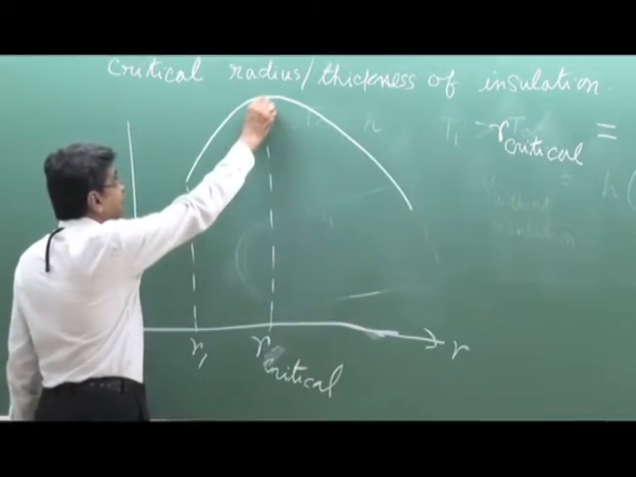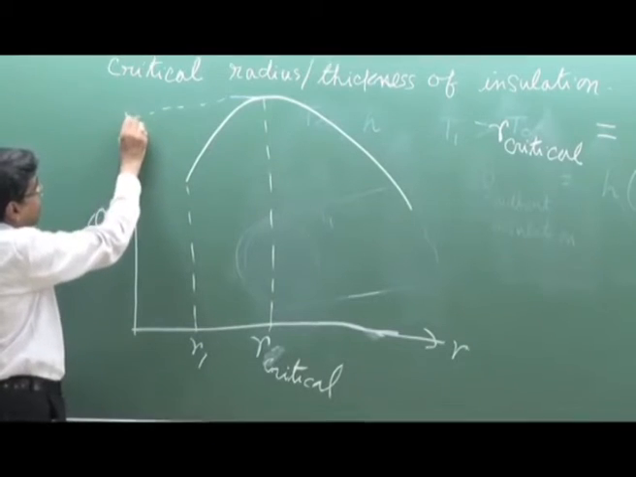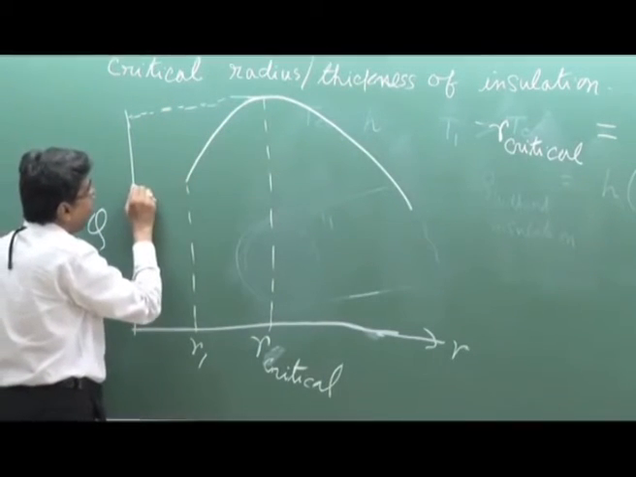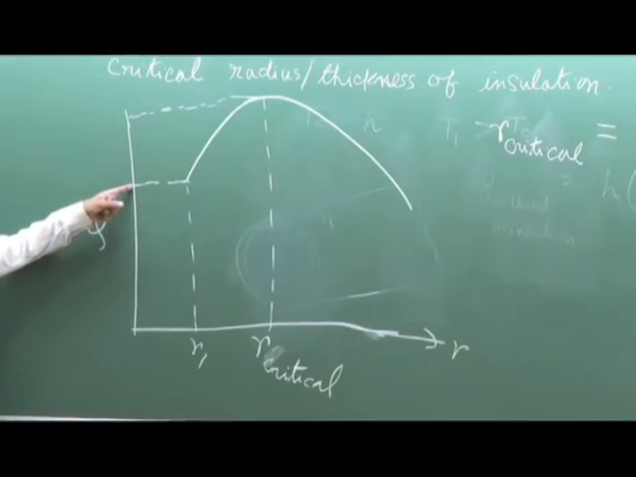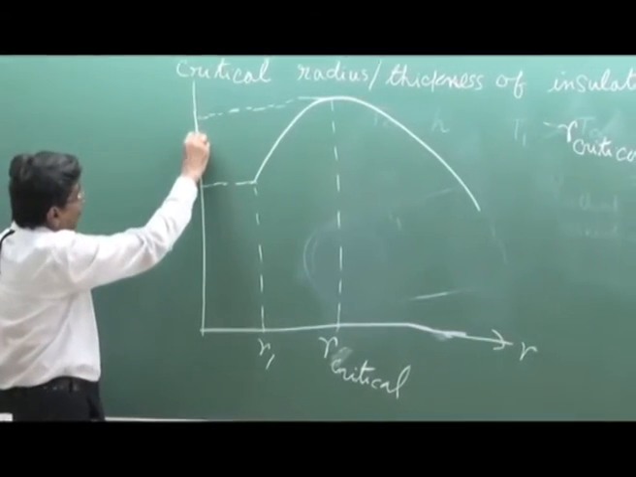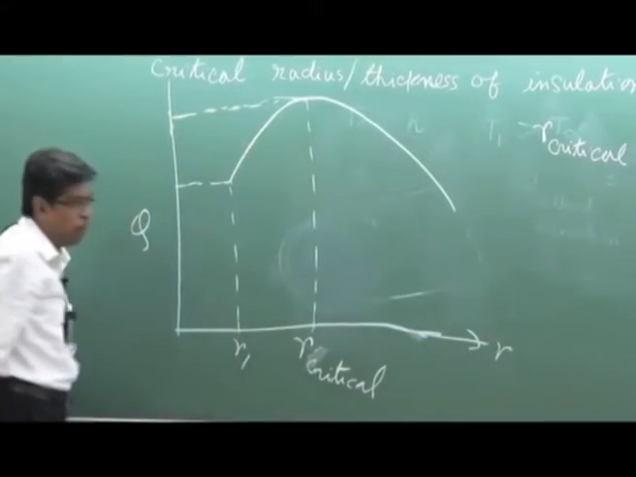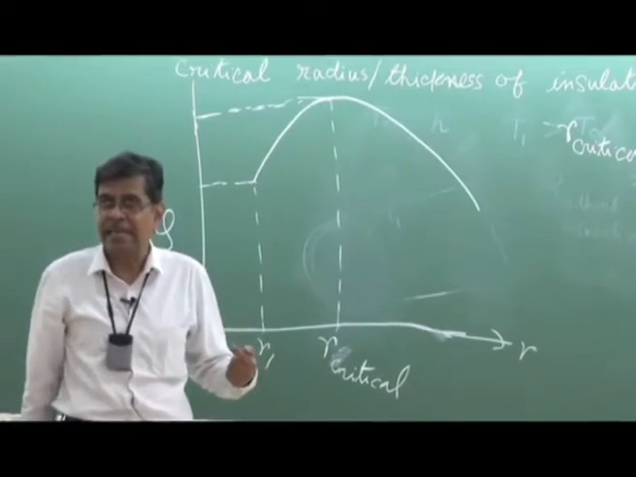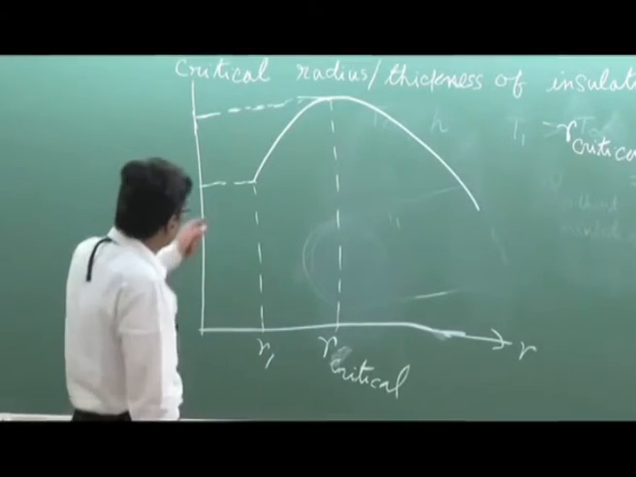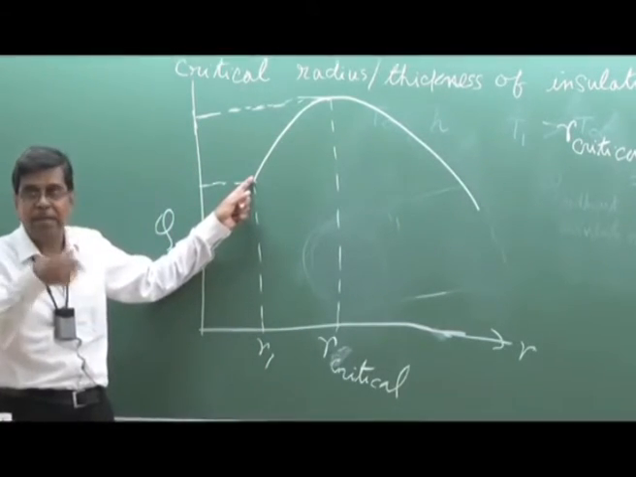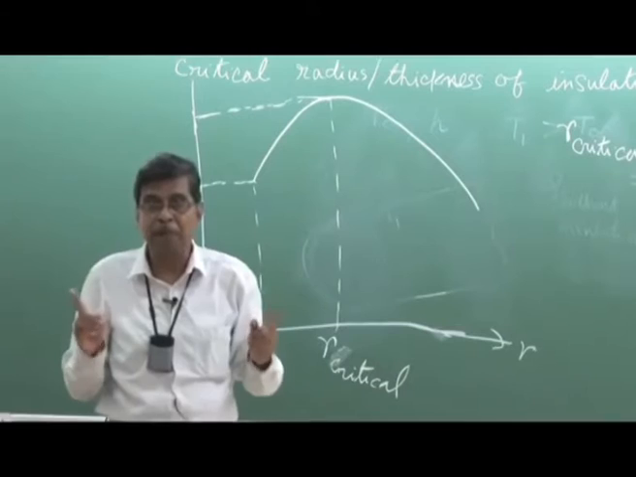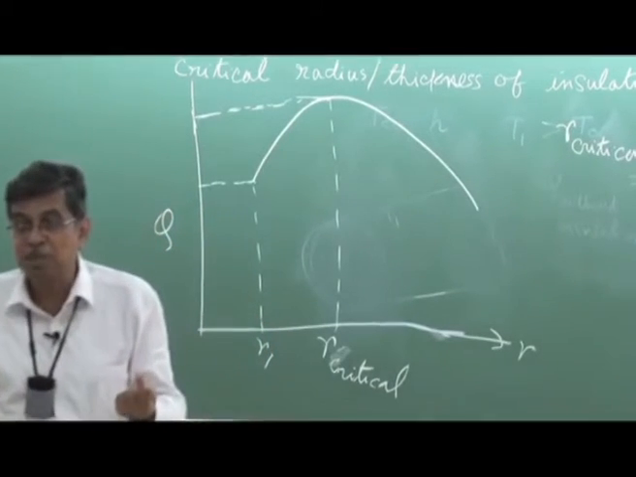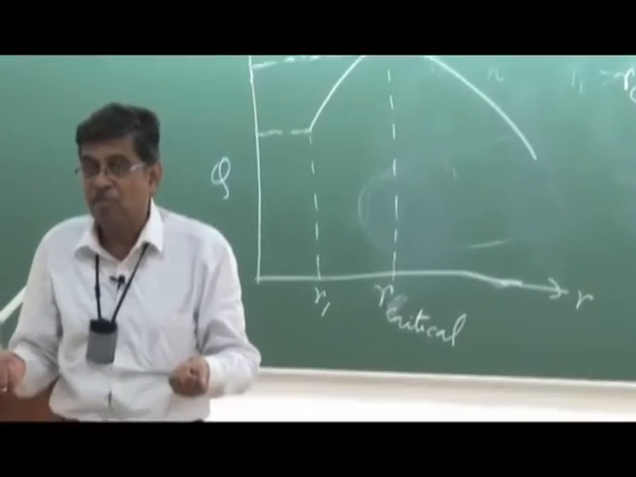That means at critical radius, this is the heat loss from the bare pipe. This is the heat loss from the pipe when the insulation radius is R critical. That means if I go on increasing the radius, adding insulating material up to R critical, we are not serving the purpose of insulation. We are serving the opposite purpose. We are increasing the heat loss.